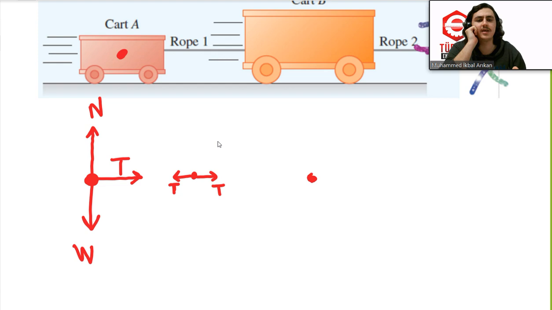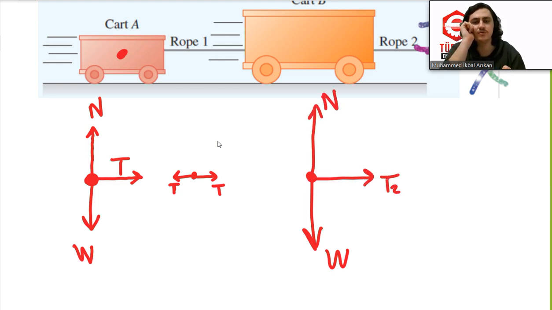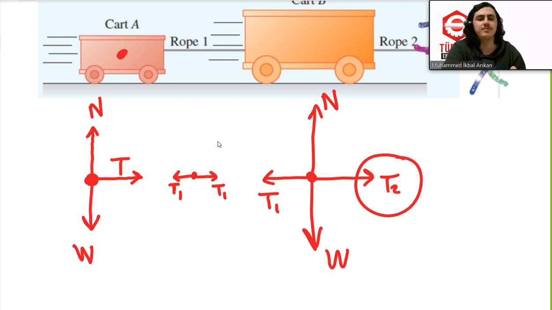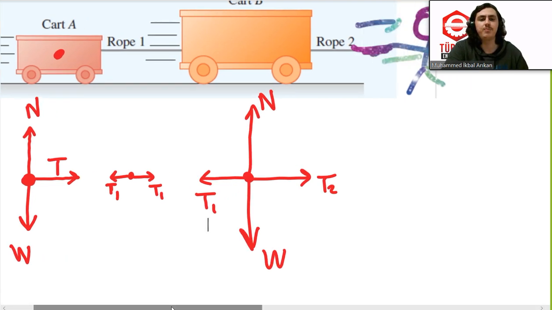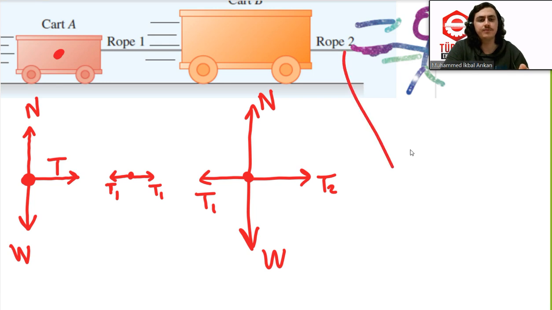What about this third object, card B? It will have the same as card A: weight and normal force, and from rope 2, tension 2, and from rope 1, tension 1. The tension 2 will be bigger because it is accelerating this way. So tension 2 must be bigger than tension 1 to make it accelerate in the positive direction. Rope 2 will be the same as rope 1, but tension 2 and tension 2.